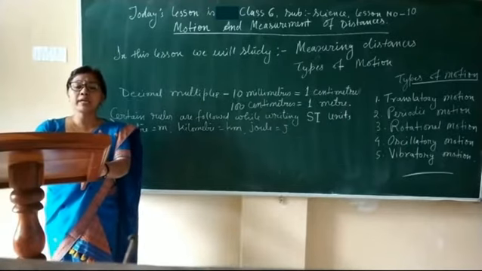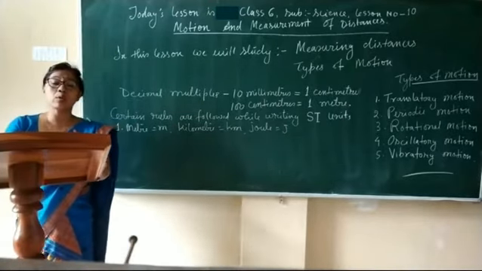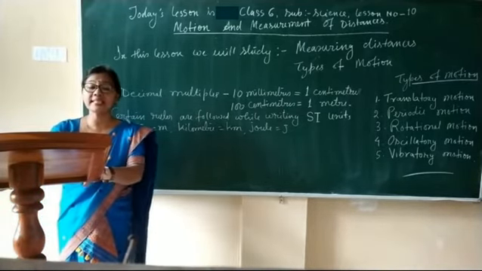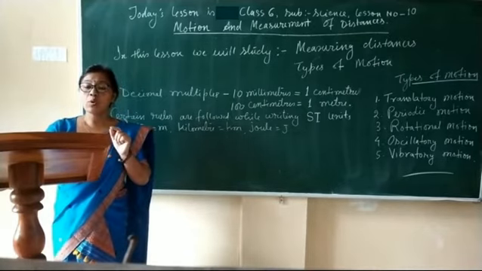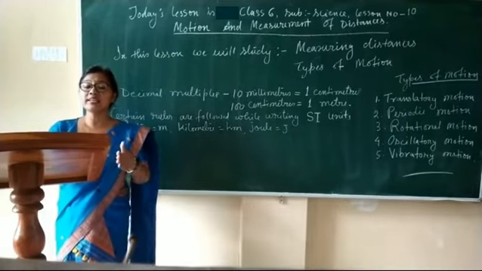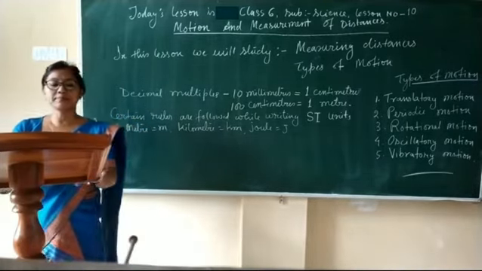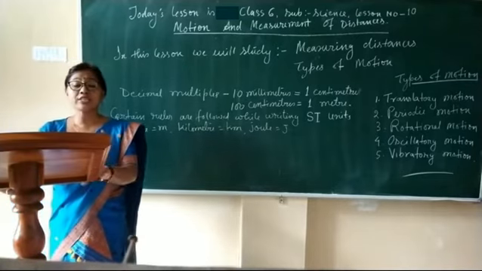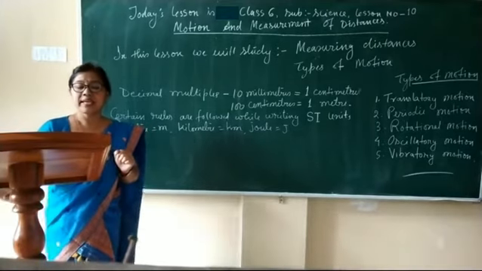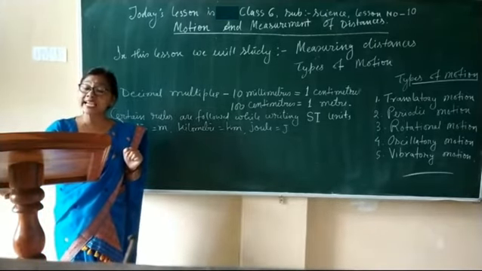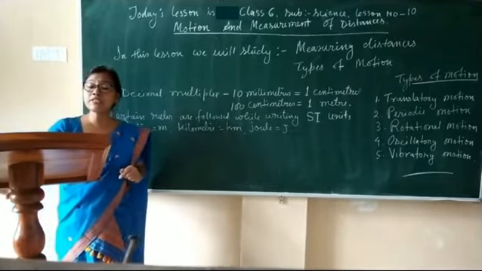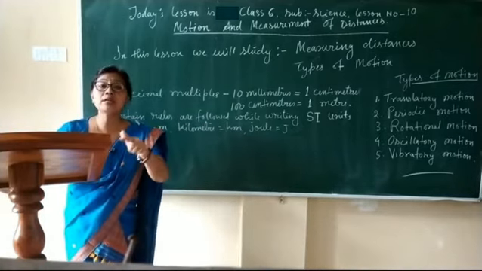Translatory motion may be along a straight line or along a curved path, and hence can be classified as rectilinear motion or circular motion. Rectilinear motion is along a straight line. Vehicles that move along a straight road are an example of rectilinear motion. And the motion of the blades of an electric fan and the hands of a clock are examples of objects in circular motion. Understood?